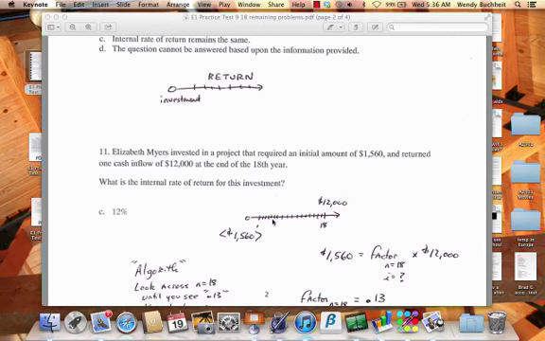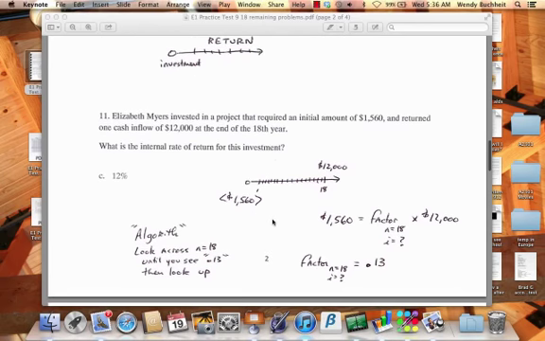This is another internal rate of return problem. It says a person invests in a project. If you give up $1,560 now, 18 years from now, you'll get $12,000. Right? So here's the picture of what's going on.